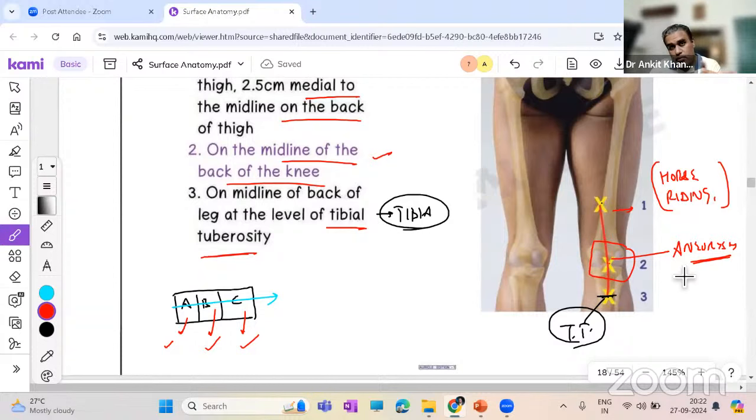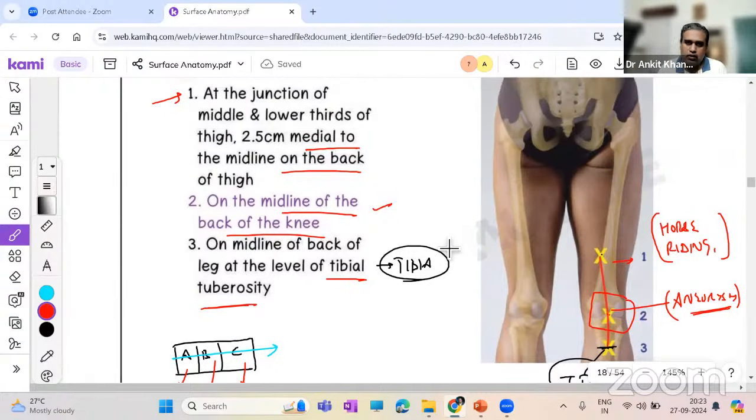such that the normal anatomy of the popliteal artery and the popliteal vein might be affected, and they might develop aneurysms. The popliteal vein might develop some clots and all. So those things were quite common at that time. Nowadays, obviously, horse riding is present, but not as prevalent as it used to be. So this is the location of the popliteal artery, do remember.